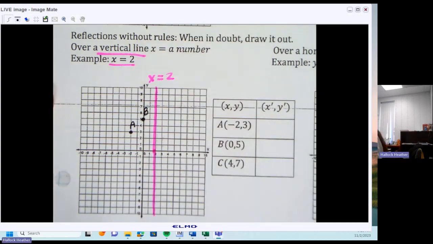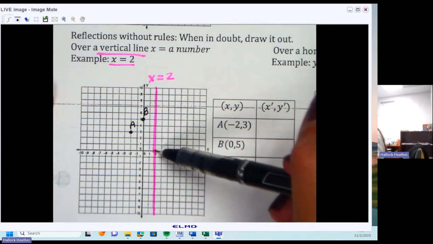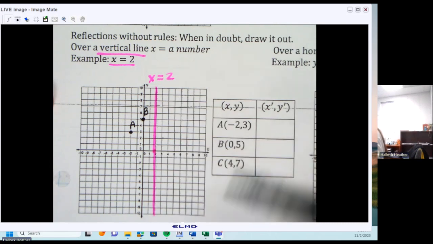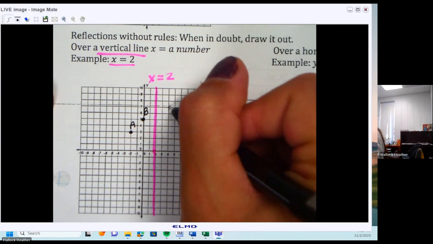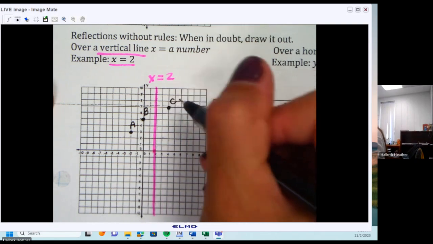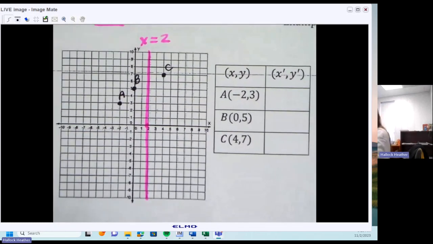B is at 0, 5. What about the 2? Yeah, so 2 is right here, and then you just go straight up, straight down. 4, 7 is C, which is going to look a little crazy, but it's okay. This is a triangle. It's a very obtuse triangle, very large, very in charge.